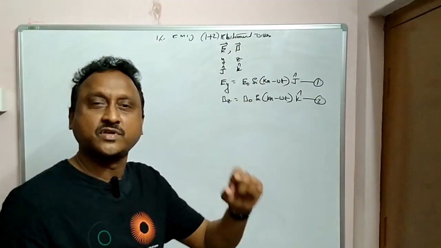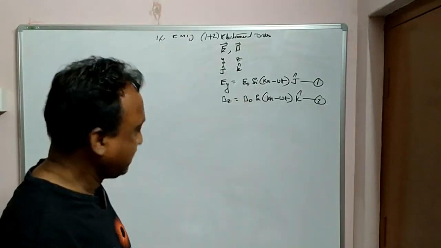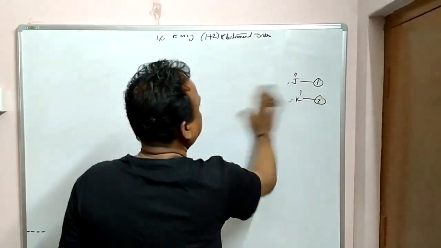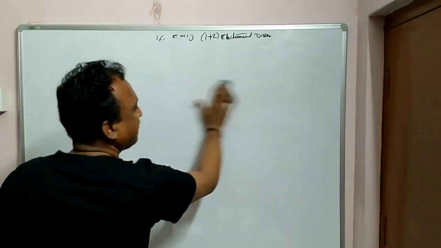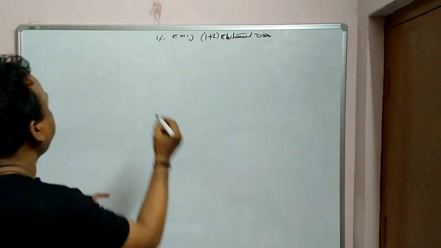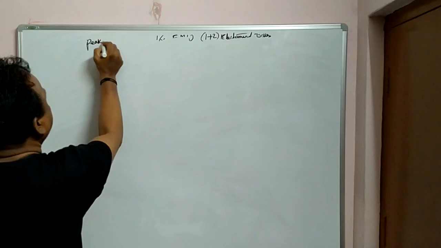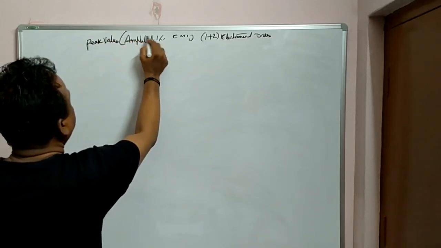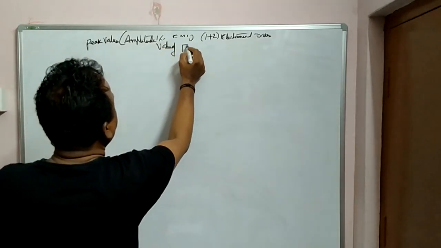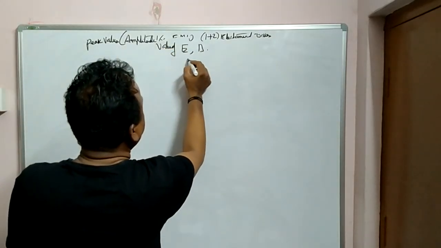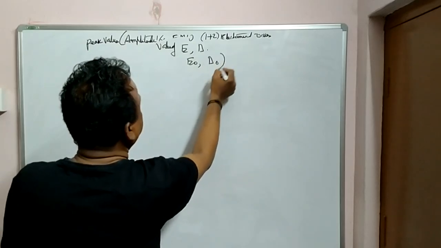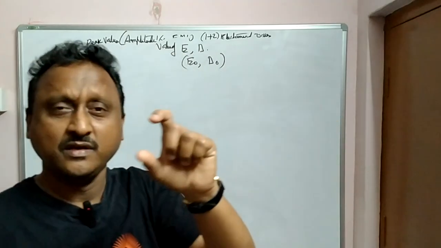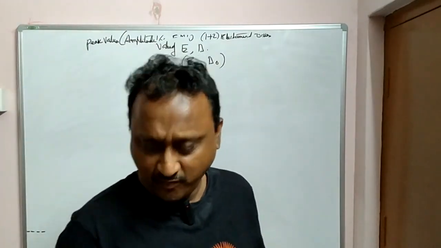Now let us go still further and learn how to represent the peak values in terms of the speed of light. Peak values and amplitude values mean the same thing, the amplitude of E and B, that is E0 and B0. So how do we represent E0 and B0 with the speed of light?